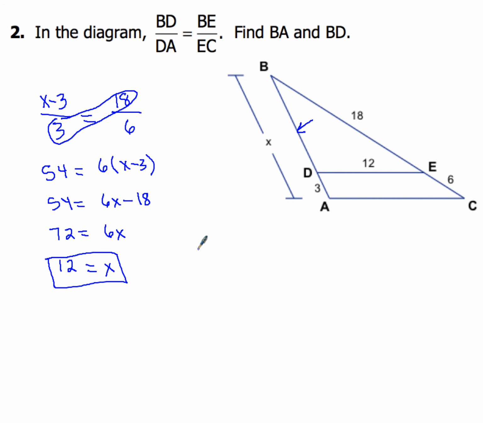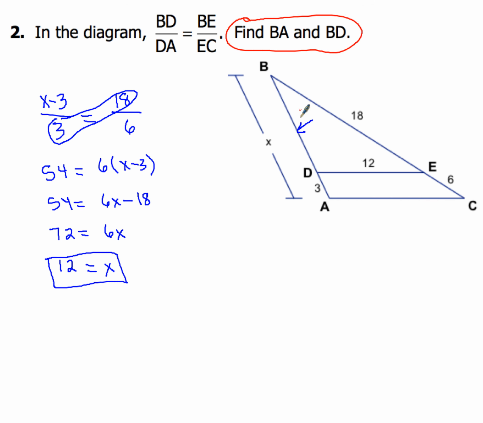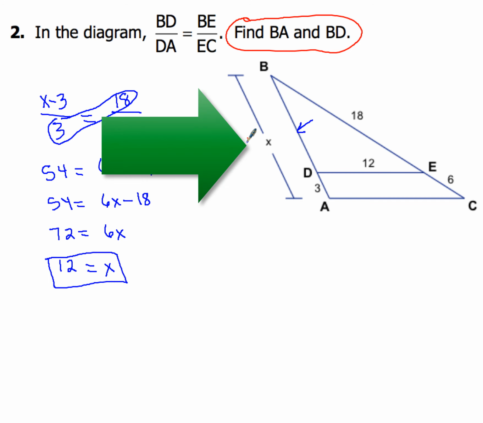Psych, look at that, man. See, this is one of the things that kills me in geometry. People don't read the question. It says find BA and BD. Well, all I did was find x, so I don't know anything yet. So I just figured out that the length of this whole piece right here is 12.